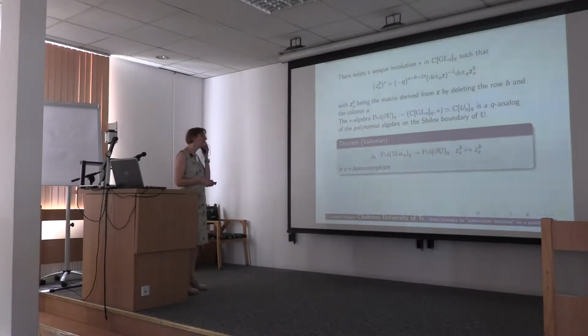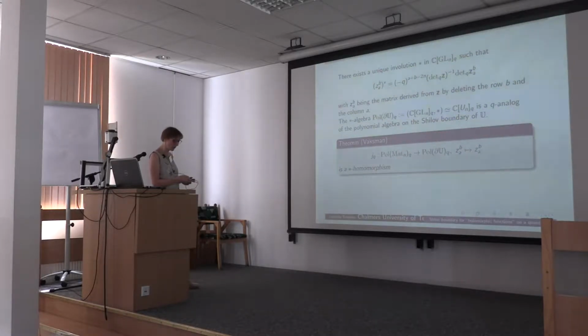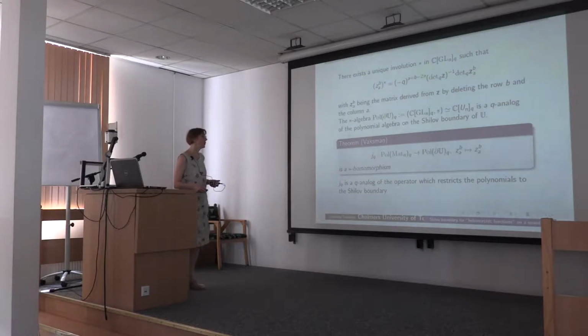Okay, and Waxman constructed a star homomorphism from the algebra of q-polynomials on n by n matrices to this algebra, just sending the generators z_ij in here to the same generators which we consider in here. And he proved that this would be a star homomorphism. This G_q is just the q-analog of the operator which restricts polynomials to the Shilov boundary.